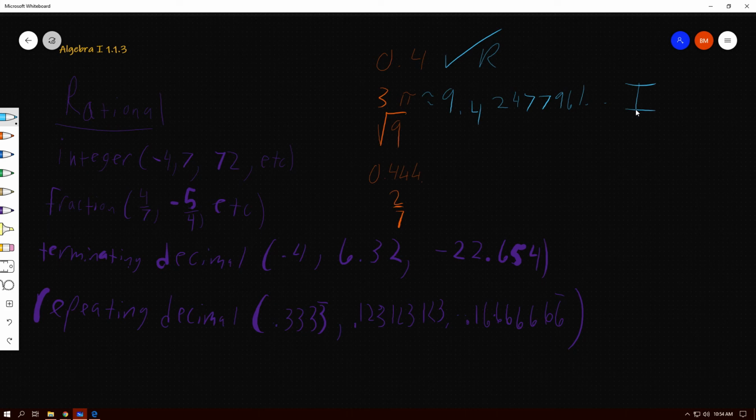Square root of 9. So square roots are not within our little check here. So what I have to do is take the square root of 9. Well, the square root of 9 is equal to 3. Is 3 an integer? Yeah, 3 is an integer. That means, yes, it is a rational number.